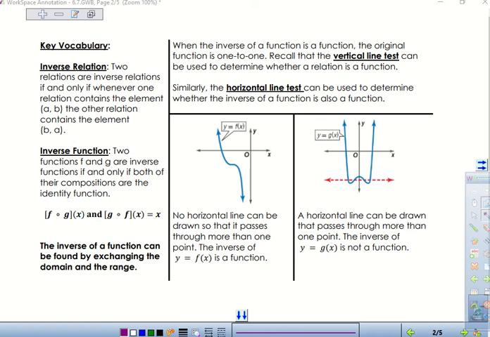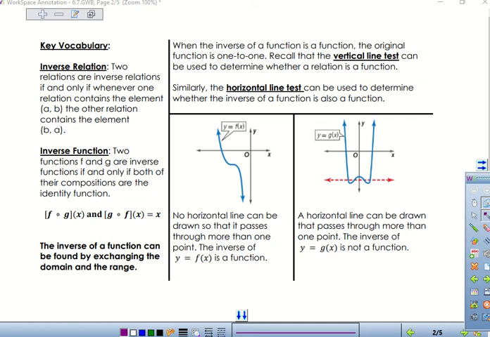So if some relation exists, if it passes the vertical line test, it's a function. But if it also passes the horizontal line test, its inverse is also a function. So if you look at this situation right here, would this function on the left pass the vertical line test? Yes. Would it also pass the horizontal line test?